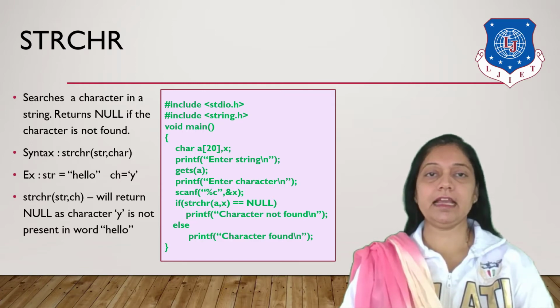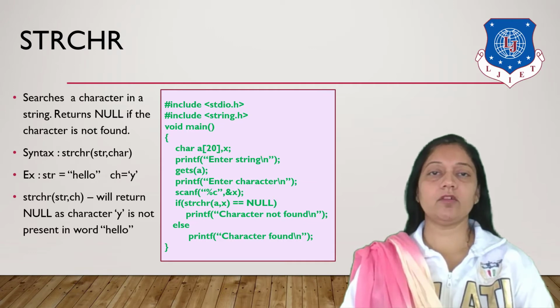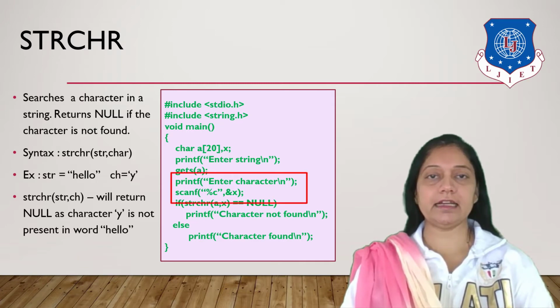One is array A and another is x. So for initializing the variable A, I'll use the gets function. So printf enter string, gets bracket A. So the initialization of the array or the string is done. Next I want to get input in the variable x, a single character. So for that use the scanf function. So printf enter character and then scanf %c, &x.